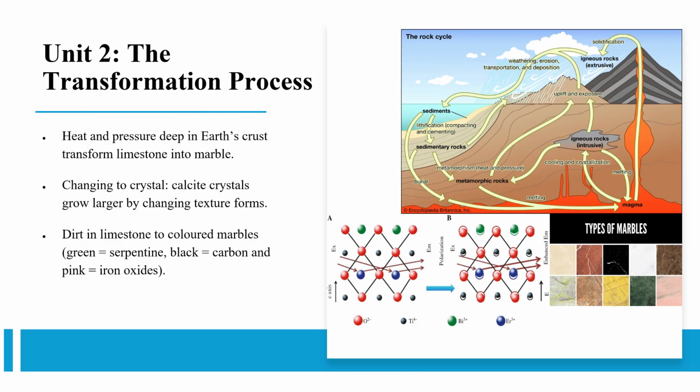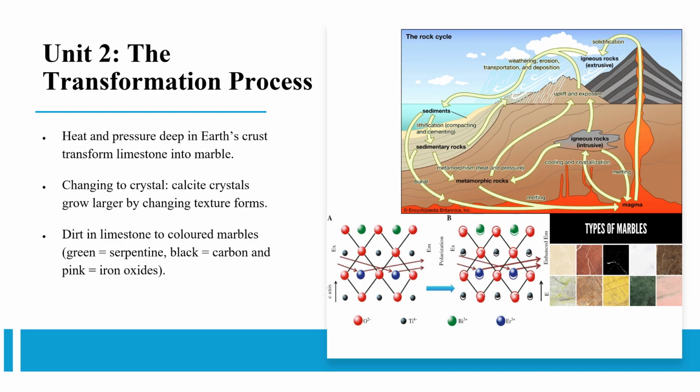Calcite crystals grow. The primary mineral in both limestone and marble is calcite, CaCO3. When limestone turns into marble, the calcite crystals grow larger. These crystals rearrange themselves, changing the rock's texture to a smoother and glossy surface. In marble, these large crystals give it that beautiful, polished look.